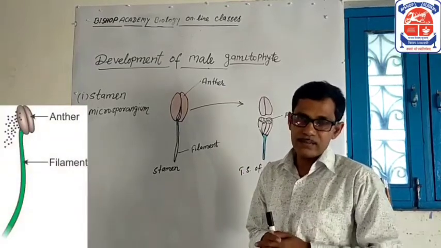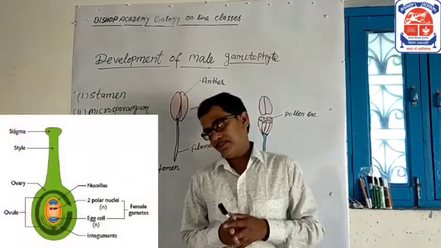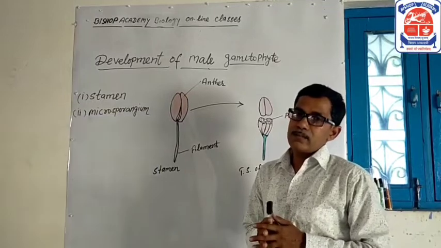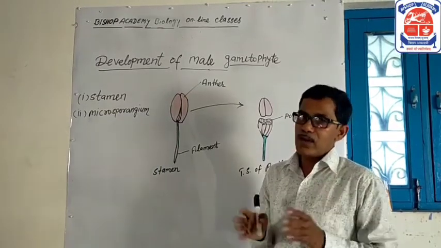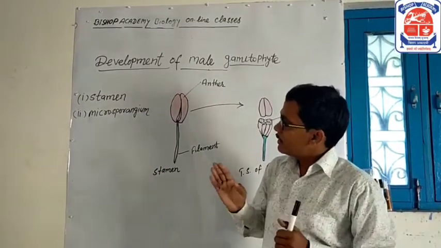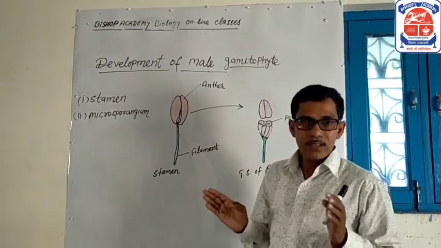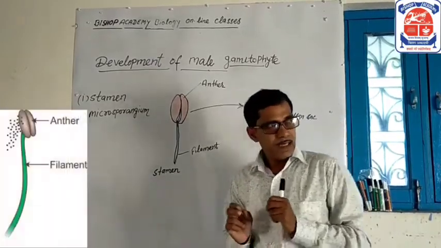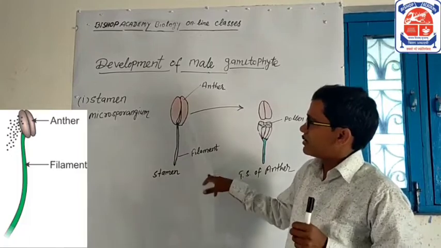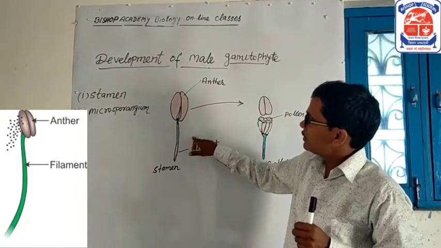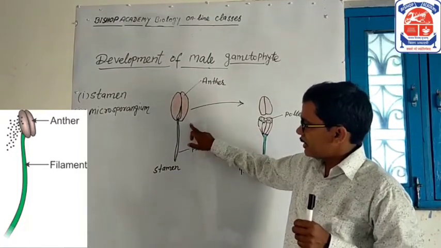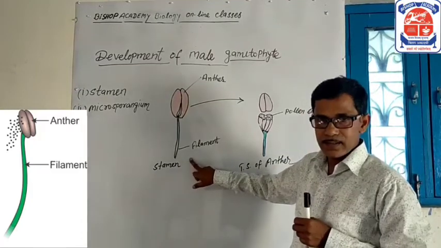stamens and pistil. Stamen is the main male part of the flower. So today we will study the structure of stamens. A stamen has two main parts. The first part is called the anther and the second part is called the filament.